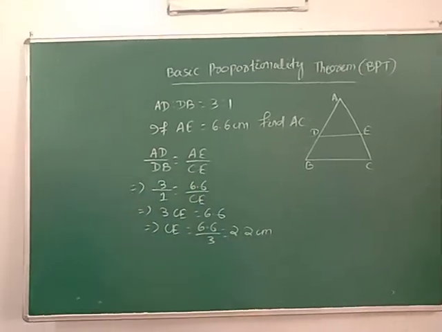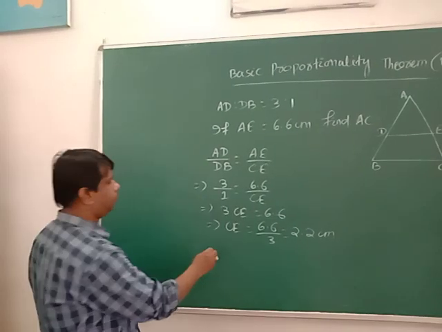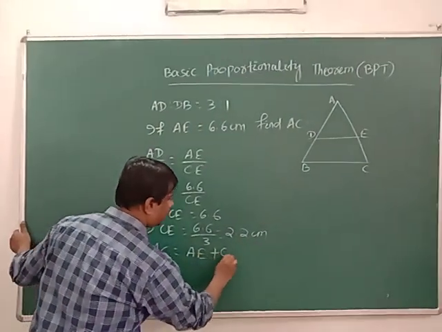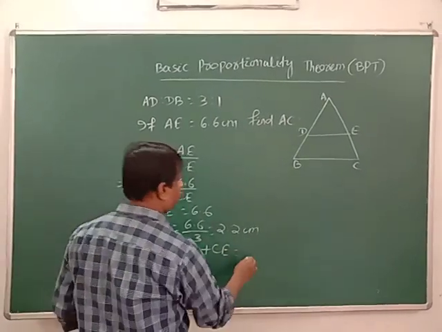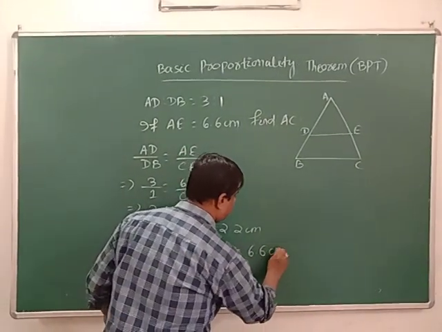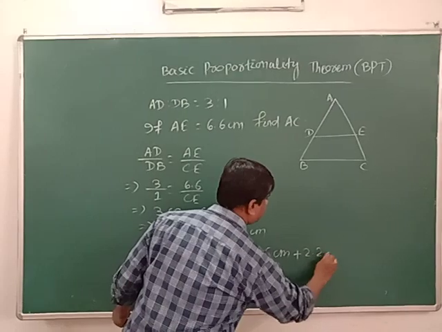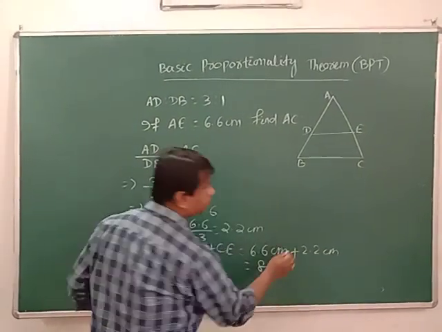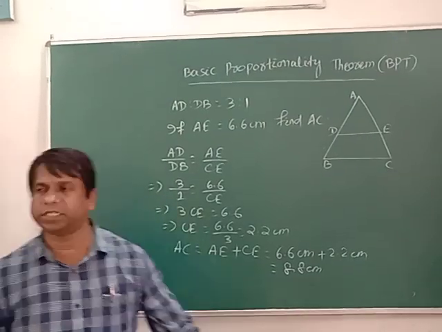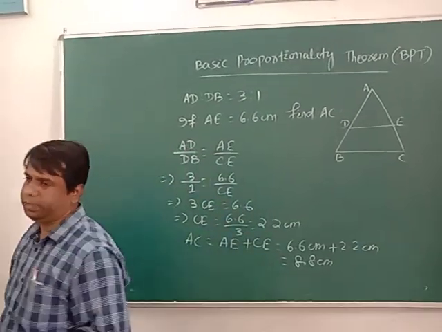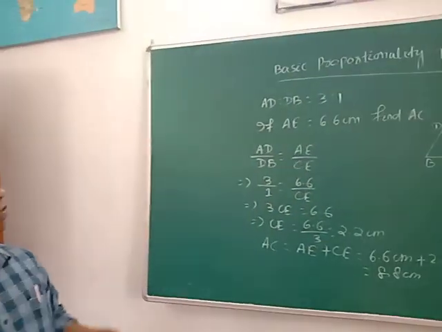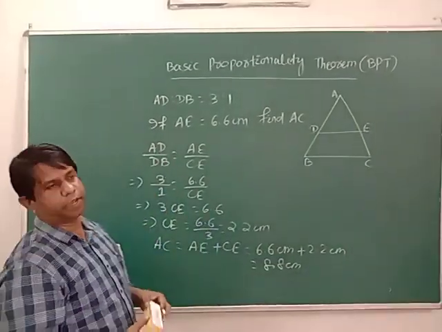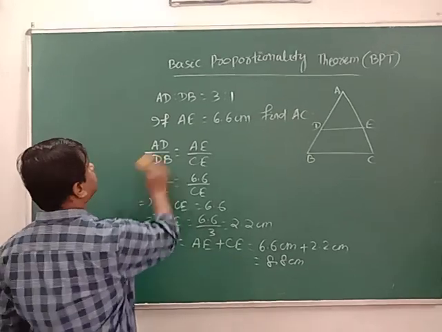But in the question what is asked to find out? AC. Very good. So AC is equal to, I can write AE plus CE. So what is the length? 6.6 centimeter plus 2.2 centimeter. That is 8.8 centimeter. So these are the applications of BPT or Thales theorem. In the exercise there are more examples, more questions you can solve.